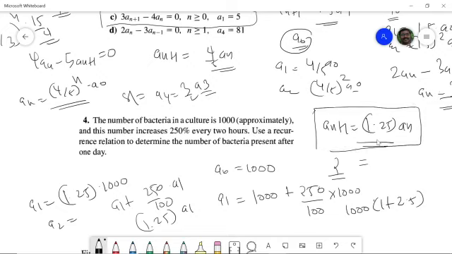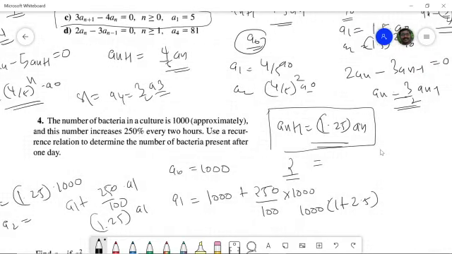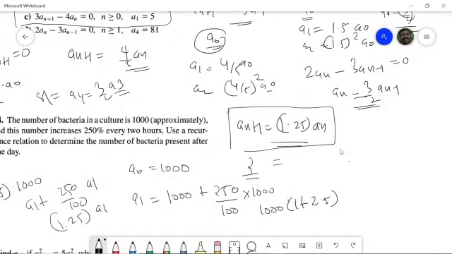Now they want you to find the recurrence relation, and the solution of this recurrence relation. a(n+1) would be, so an would be, as we already know, 1.25 raised to n into a naught. Here a naught was 1000, according to the theory we have discussed.